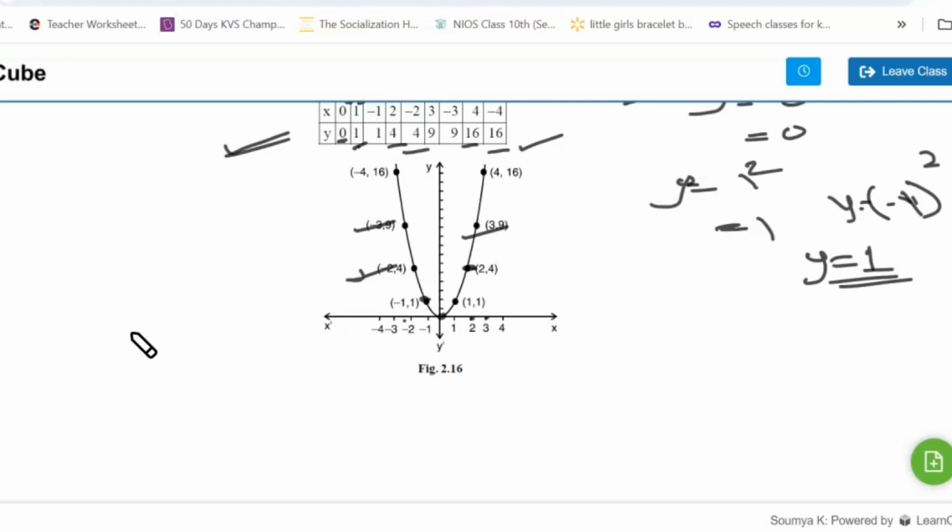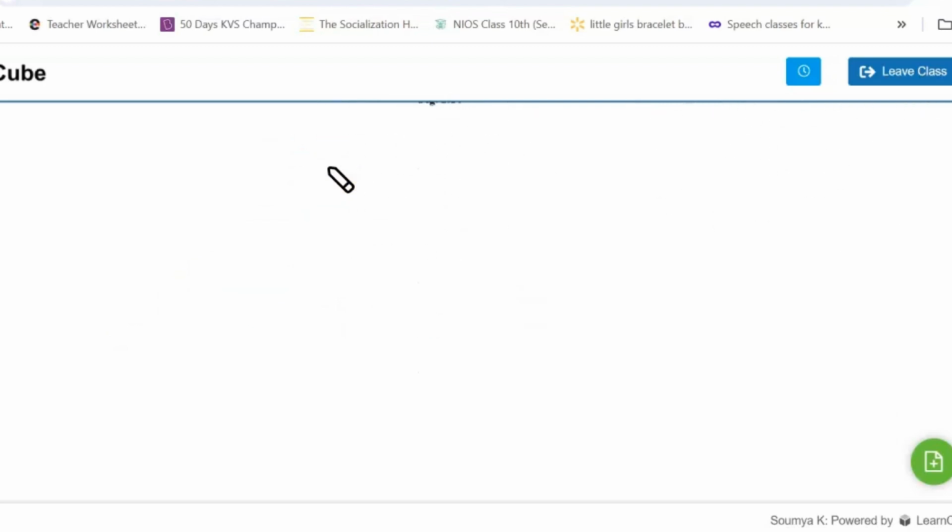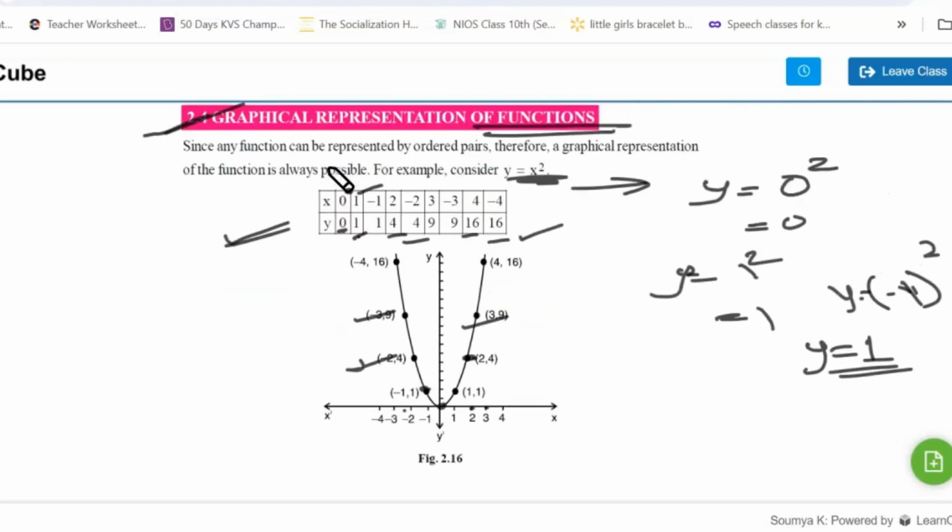So this is the shape of the graph that you will be getting according to this. If you see this here, to satisfy a function's definition, x should be different, y can be repeated. So this represents a function where you have got different values for your y, unique values for your y. So this represents a function.